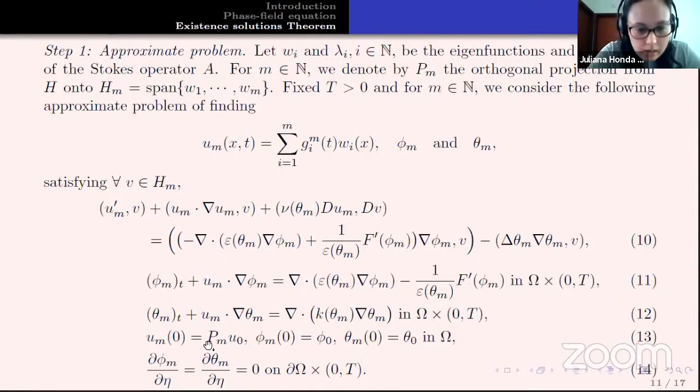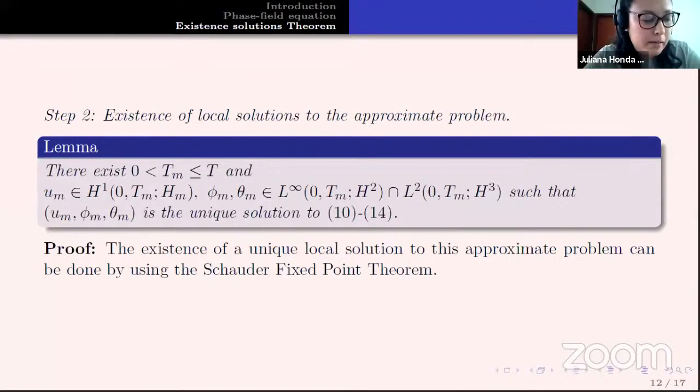Phi m and theta m solutions of this approximated system. In the second step, we show the existence of a local time solution for this approximated problem. So we show that there exists a small time, capital Tm, that depends on the index m, and solutions um, pm, and theta m of the approximated problem. We prove this by using the Schauder fixed point theorem.